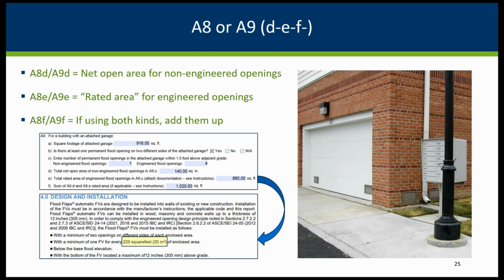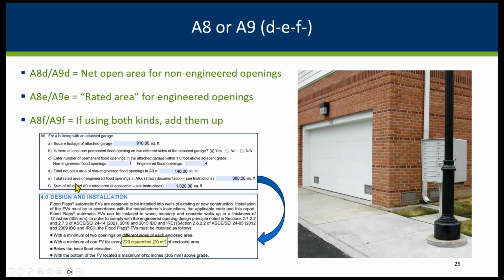Continuing with section A8 or A9, parts D through F. Part D is where you're going to enter that net open area for non-engineered openings. Part E is where you're going to enter the rated area for engineered openings. And again, that rated area is what is listed on the certification that comes with those engineered openings.